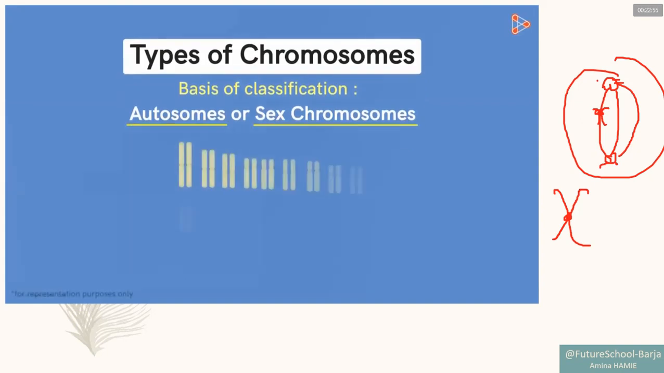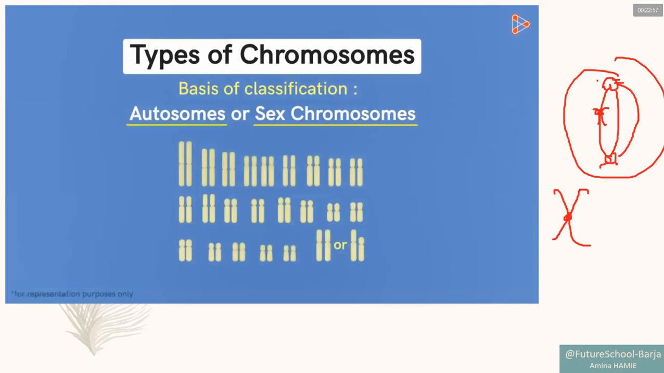Now, what could these be? This is a representative image of a typical human karyotype. The chromosomes that pair from 1 to 22nd are called autosomes. That is, they are not the sex chromosomes. To be precise, they have got no function to deal with the sex of the individual.